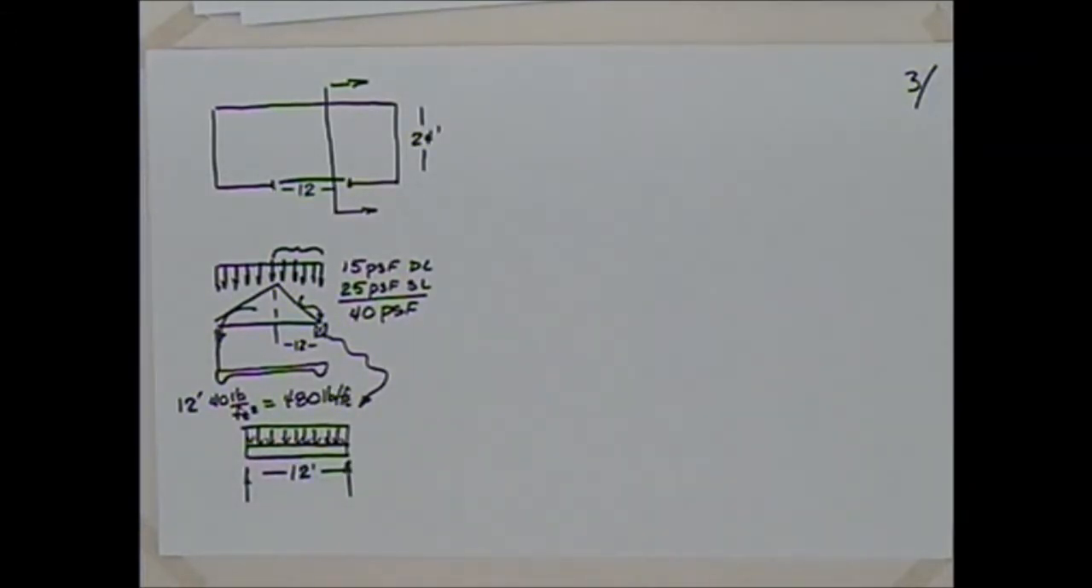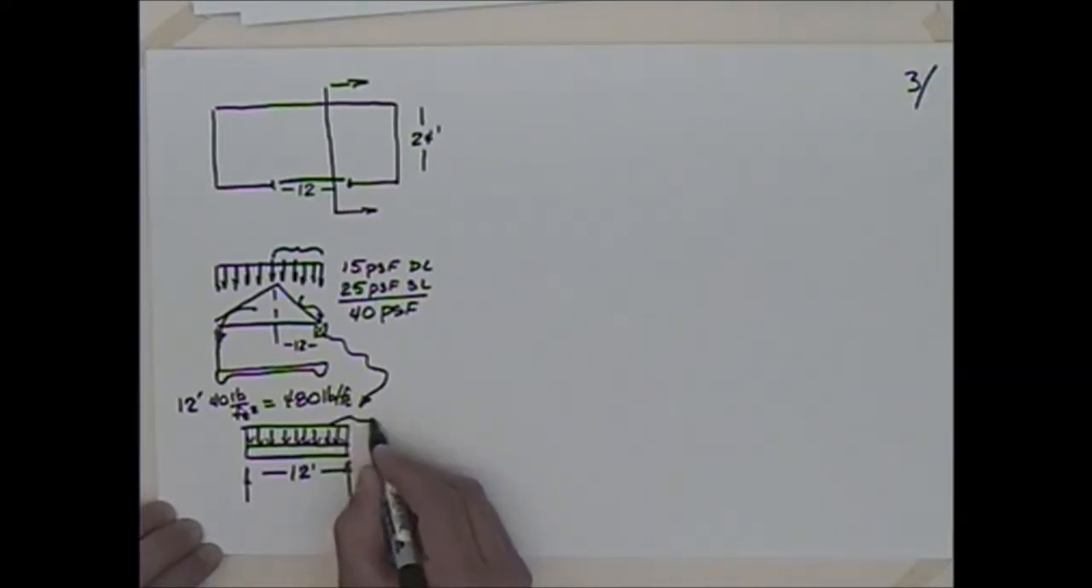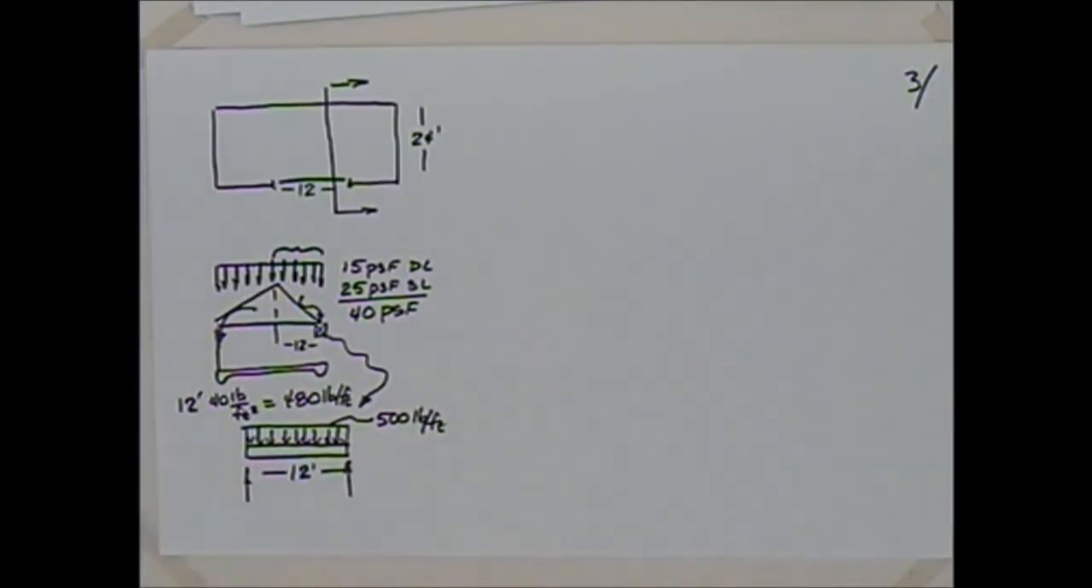Now I think what I will do is take this to about 500 so that I can include the dead weight of the beam, the dead load of the beam. So I'm just going to go ahead and analyze this at 500 pounds per foot. Okay, so if we have a 15 to 25 pound beam, we're probably still okay.